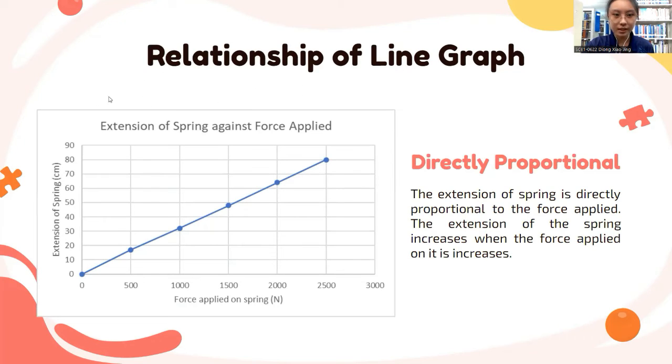Okay, so this is the relationship of the line graph. The graph is directly proportional. The extension of the spring is directly proportional to the force applied. The extension of the spring increases when the force applied on it increases. So we can see that this is a straight line, so this graph is considered a linear function.